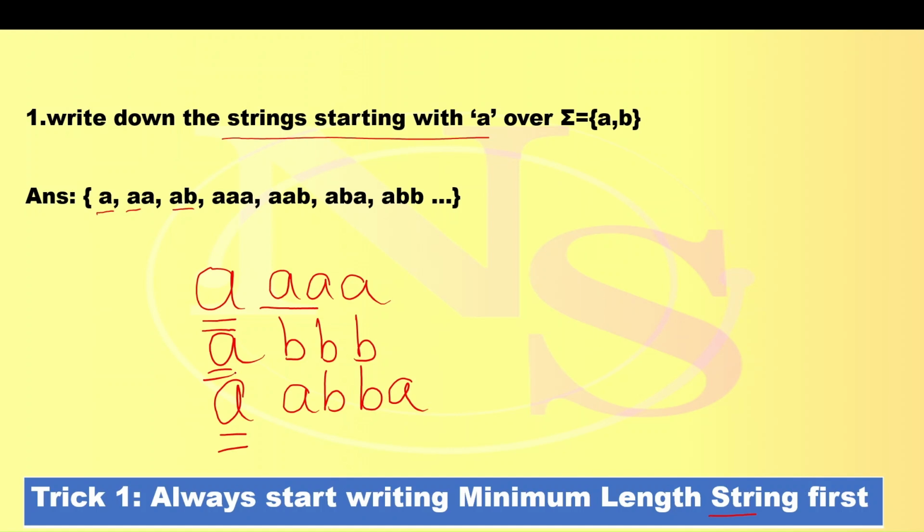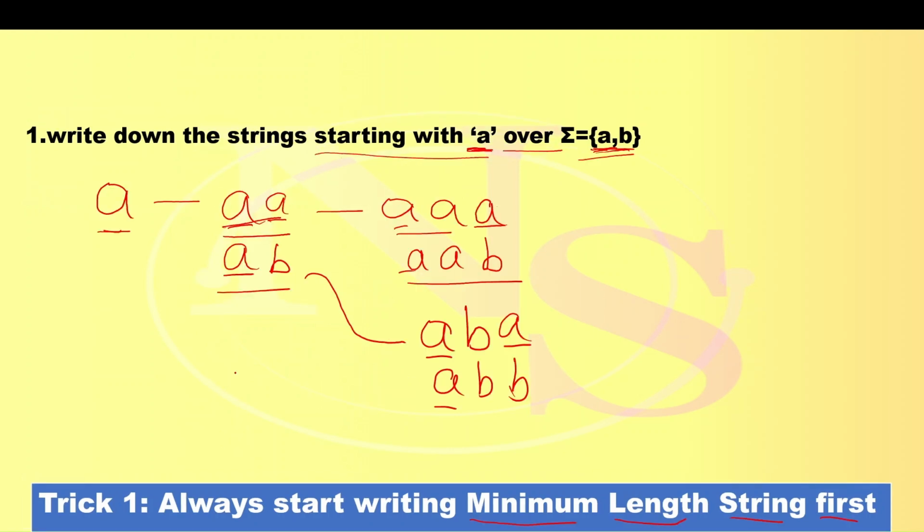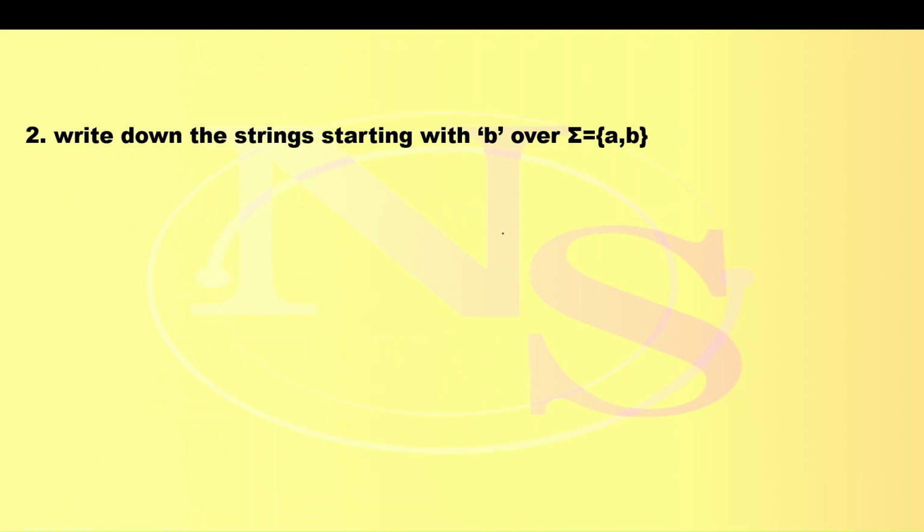But still, I will recommend to follow this approach because this approach will help you to understand more and it will help you to design DFA in the next few sessions. So first, write down the minimum length string and slowly write down the same string as it is and think about the next symbol. Let's have one more example.